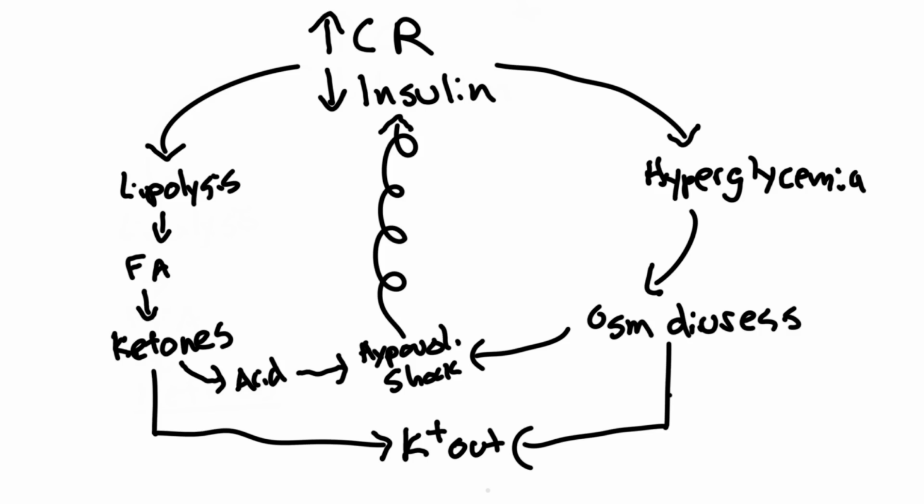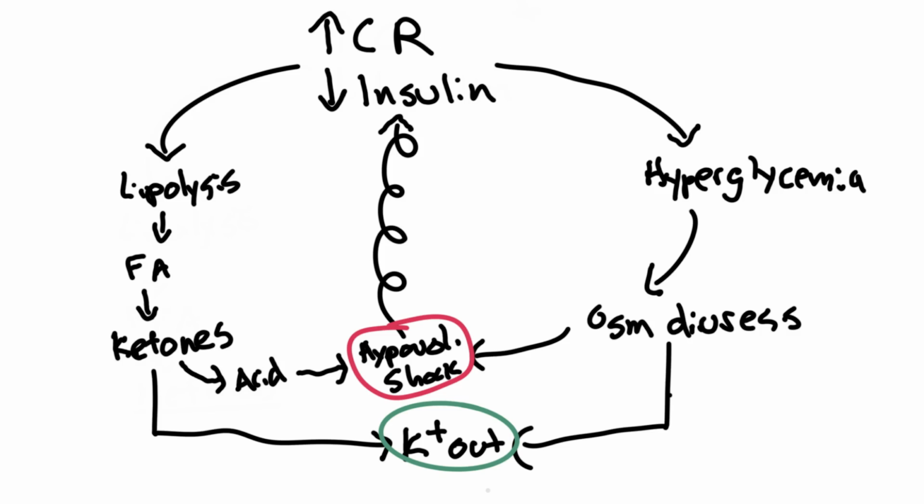So let's review. We're now going to treat this patient. Again, the three things we do: we give them fluids. And why are we giving them fluids? Because we want to address this hypovolemic shock. This will help with the acidemia, and it will address the osmotic diuresis. Number two, we're going to replete the electrolytes, because we're becoming depleted in our total body potassium because of this diuresis and our acidemia.